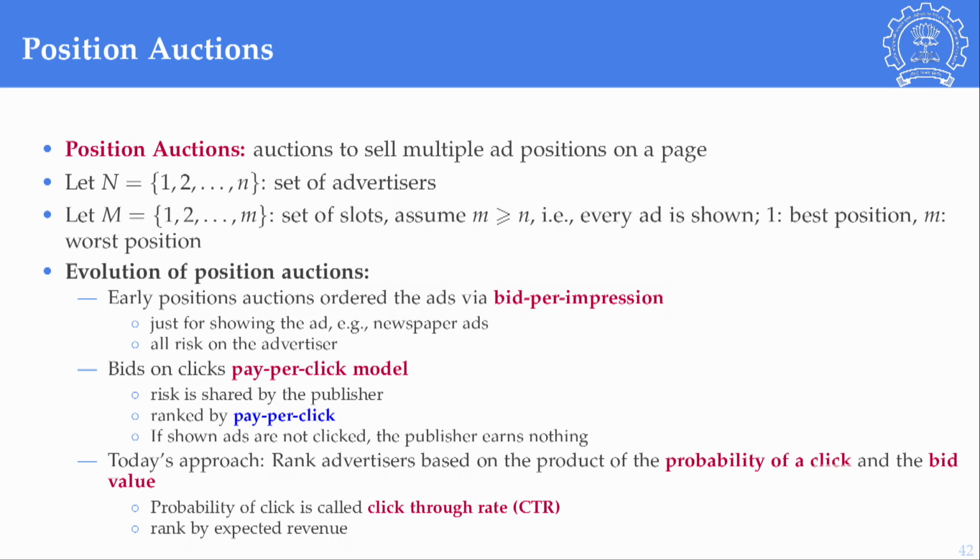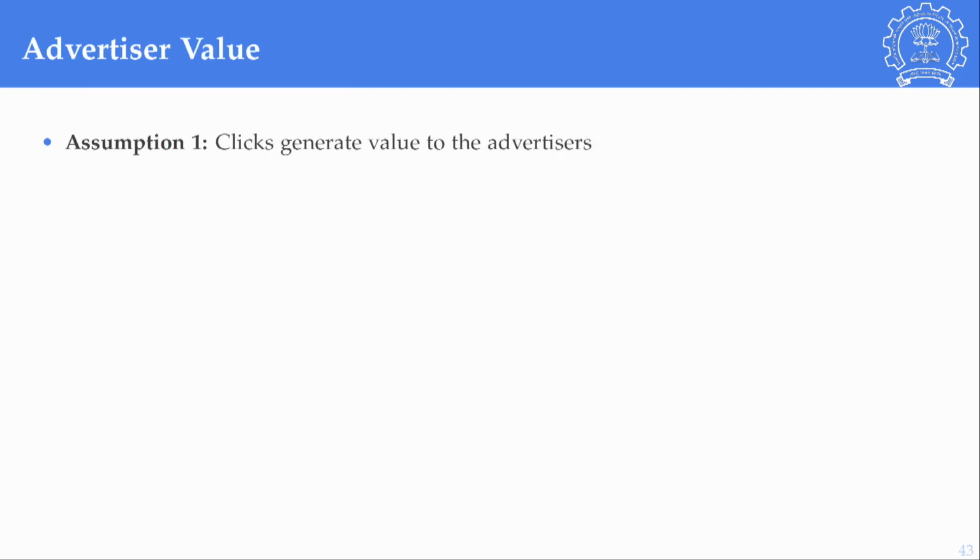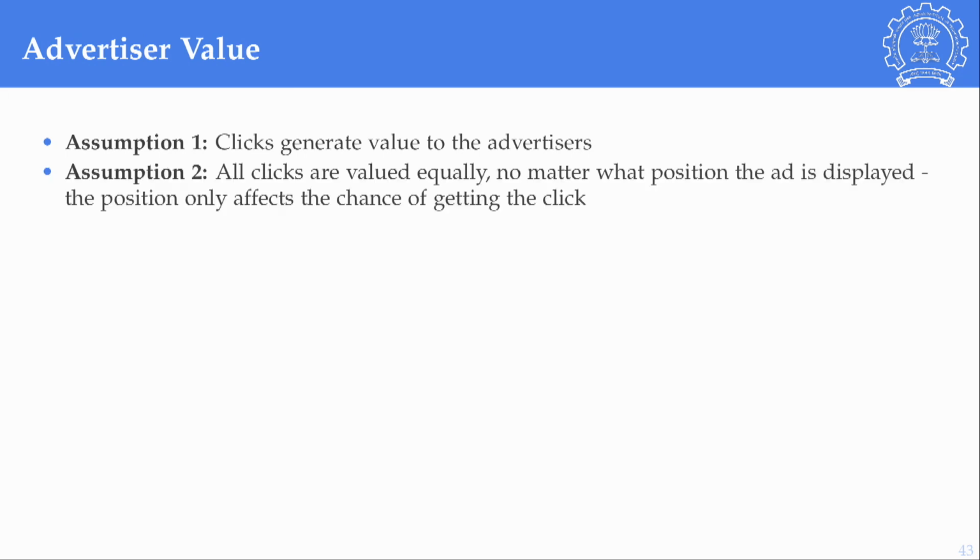Right. So the reputation of the company, how many ads of a specific shoemaker have been clicked in the past, from that they can estimate it. We will discuss that. The CTR has two different components, and for simplicity we will assume that they are just products of one another. The assumption is that clicks generate value to the advertiser, and all clicks are valued equally.